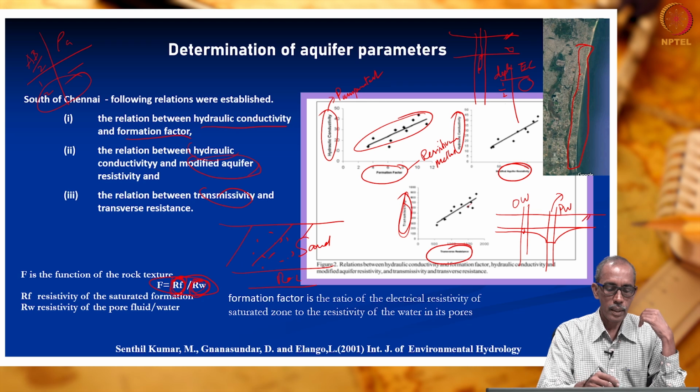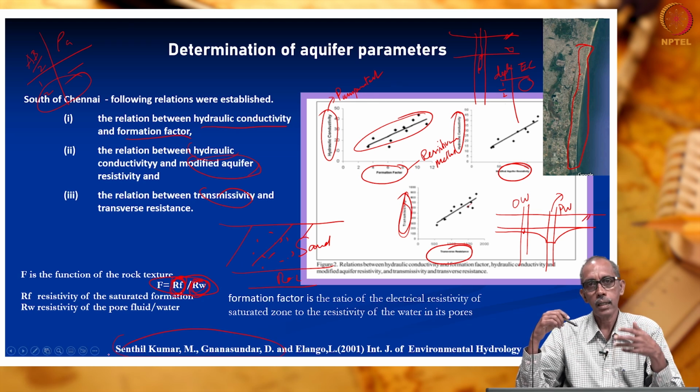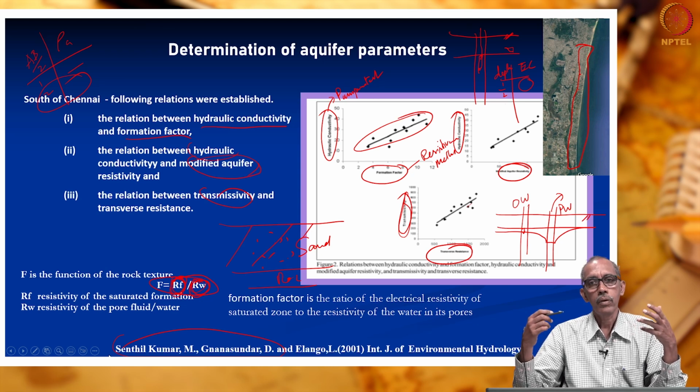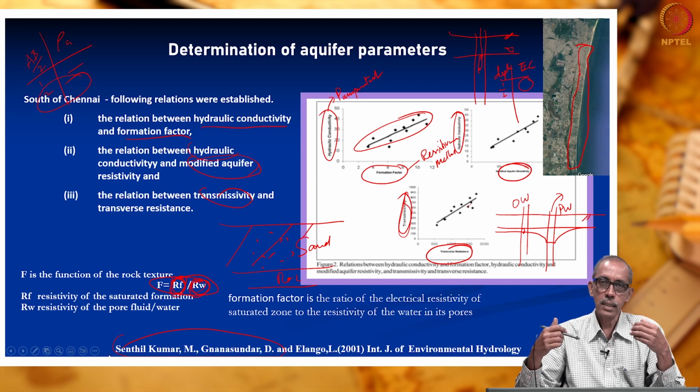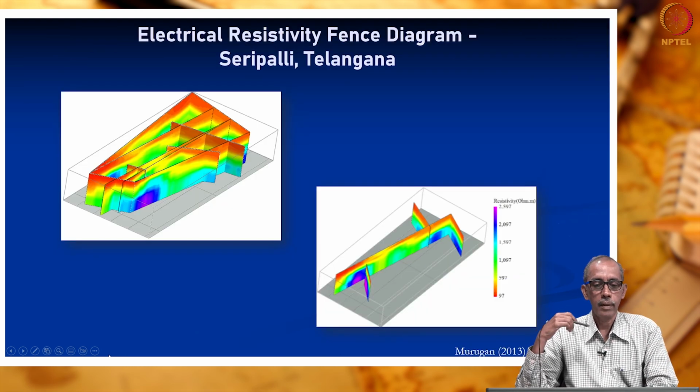This was a study by these two people who are currently working with Dr. Senthil Kumar and Dr. Gnanasundar. Both of them are working with the Central Groundwater Board. So, in this study we could clearly bring out a relationship between electrical resistivity and the pumping test derived aquifer parameters, especially hydraulic conductivity and the transmissivity, right.